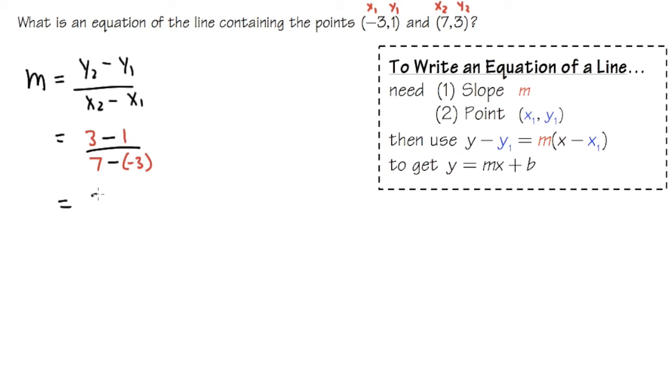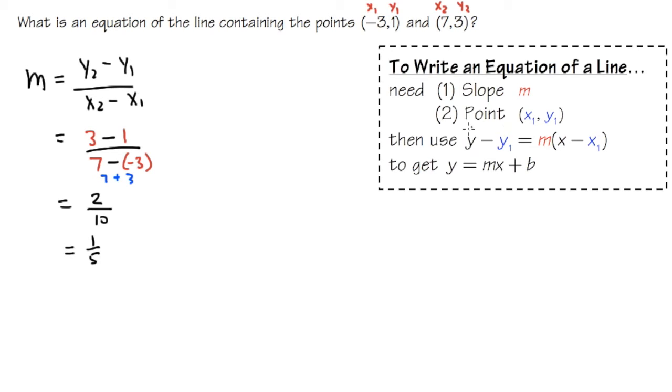3 minus 1, we know that's 2, over on the bottom, do this carefully, we have 7 minus -3. In other words, this is like 7 plus 3. So the answer to that will be 10. Well, 2 over 10, we can reduce that to 1 over 5. And this is the slope that we are going to use.